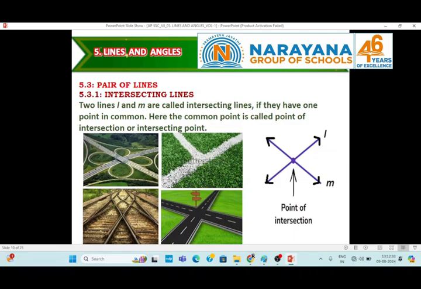So two lines L and M are called intersecting lines. They have one point in common. This point of intersection is called the intersecting point or point of intersection.